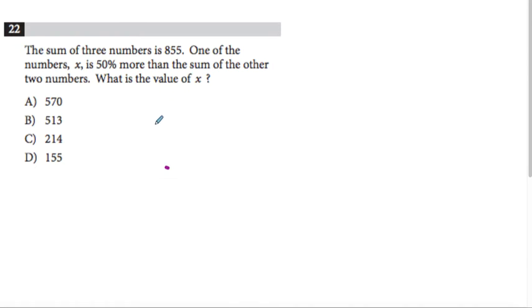Okay, so we have to get into a habit on the test of not just thinking algebraically, but thinking about best approaches to the problem. And I've got a lot going on here. I know that the sum of three numbers is 855, and it says one of the numbers is x. So I'm going to say that the other numbers are y and z. So I know that x plus y plus z equals 855.